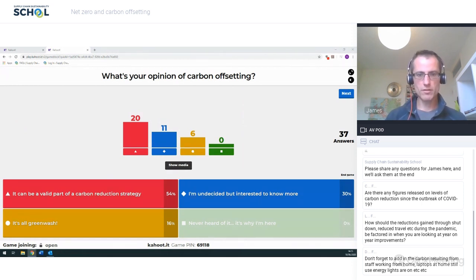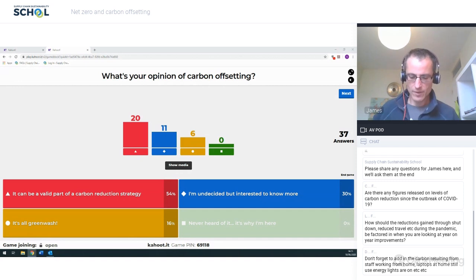Excellent. Okay, so just over half say can be a valid part of a carbon reduction strategy, and about a third of you are undecided, and 16% think it's all greenwash. Yes, that's a valid comment to make.